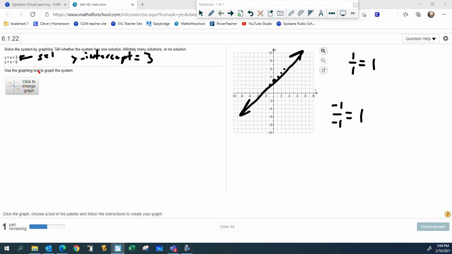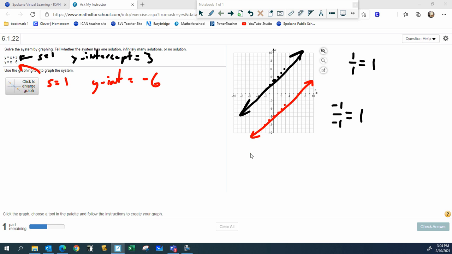We look at the second equation here. It also has a slope of 1 because it doesn't have a number in front of x. 1 is assumed, and its y-intercept is the constant there, which is negative 6. So we start at negative 6, and we count the same slope, up 1, right 1, up 1, right 1, or down 1, left 1. You only need 2 points to make a straight line.